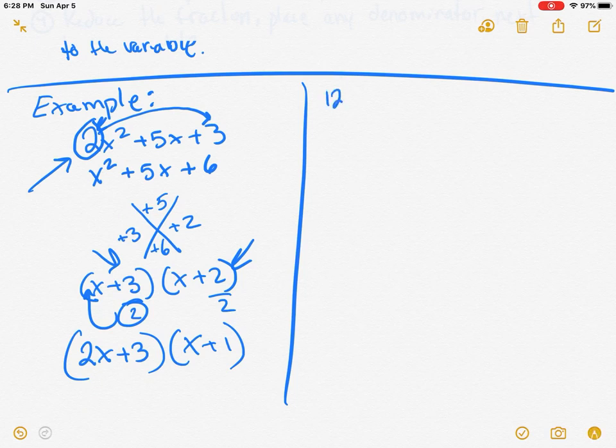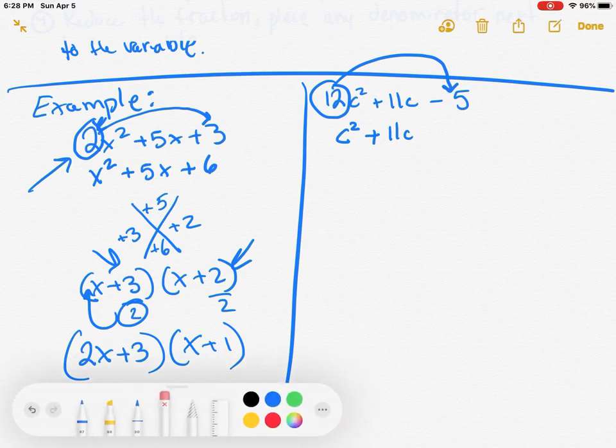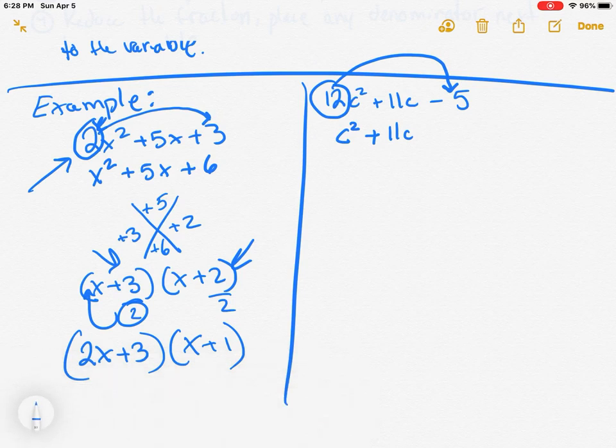Okay, so let's look at 12c squared plus 11c minus 5. First we look, is there a greatest common factor we can take out? No, there's not. So the next thing we do is we take this 12 and we multiply it by that negative 5, leaving us with c squared plus 11c, made a little mistake there. Like my main man Bob Ross used to always say, there's no such thing as mistakes, just happy accidents. Right? I'm not happy I made that accident, but hey, it happens. Right? We then multiply 12 times negative 5, give us negative 60.